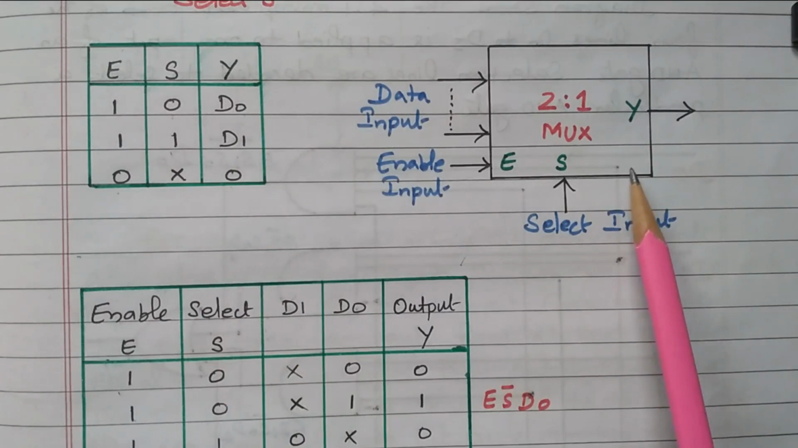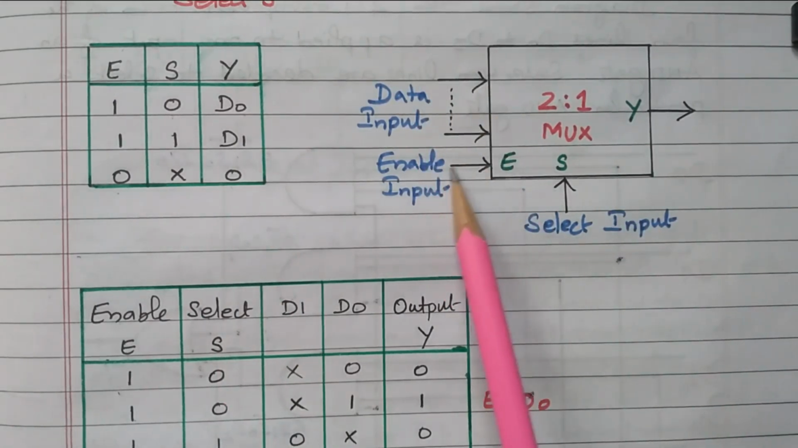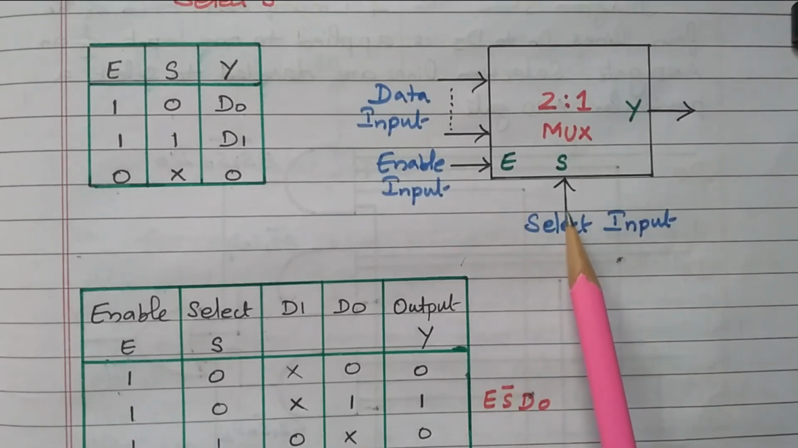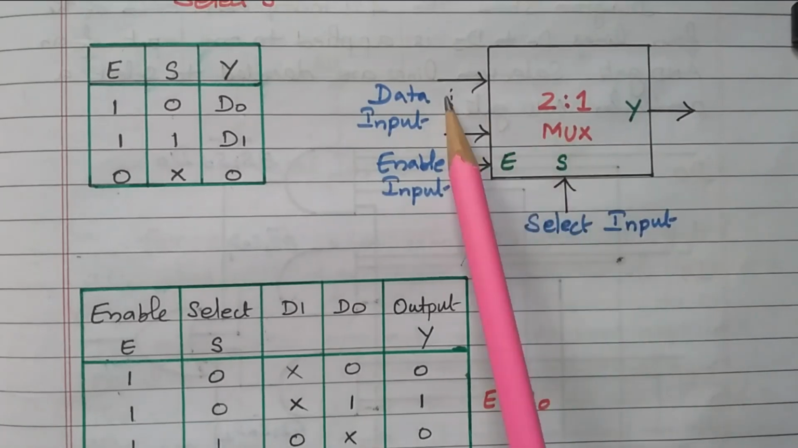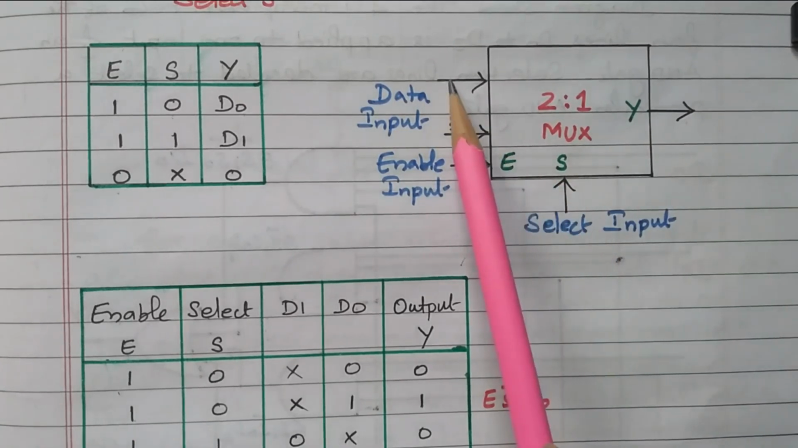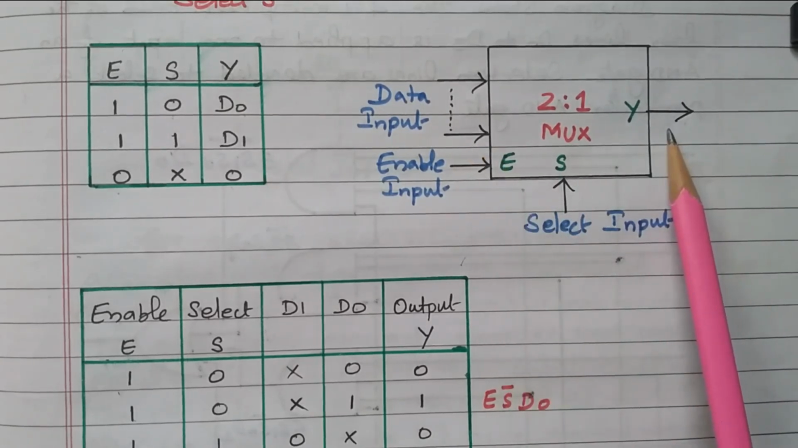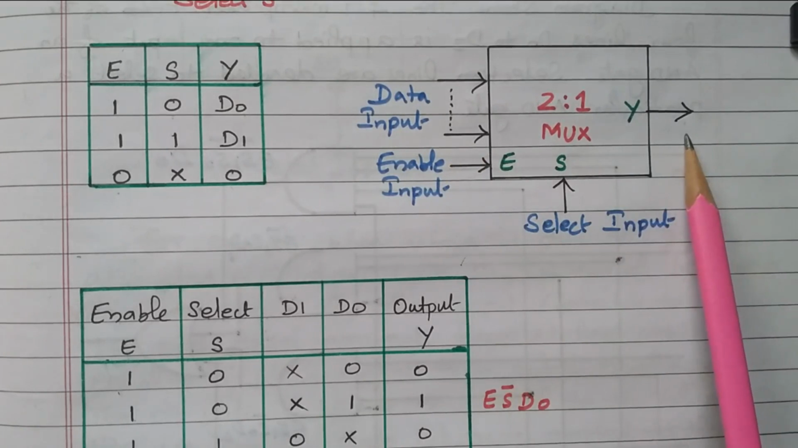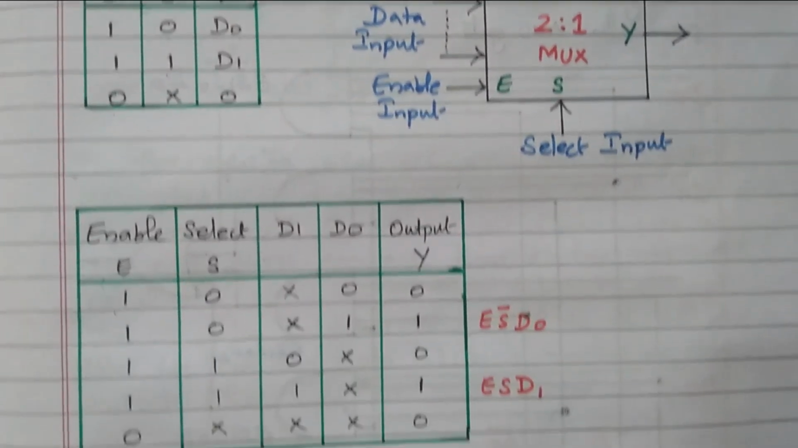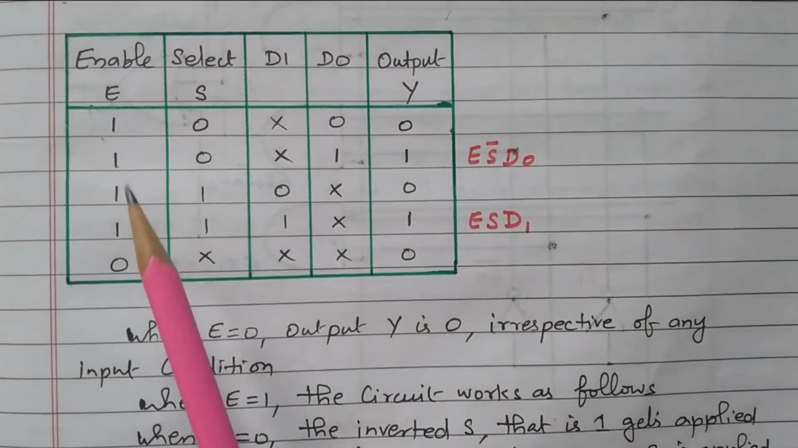So this is the block diagram. Two inputs are available, D0, D1, and the selection input and the enable input. So we have two inputs and one output, right? The selection line 0 means the first input will be available at the output. The selection line is 1 means the second input is available at the output. Now we'll see the detailed truth table also. It will give more details.